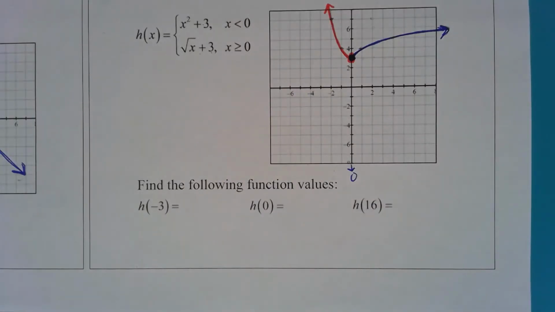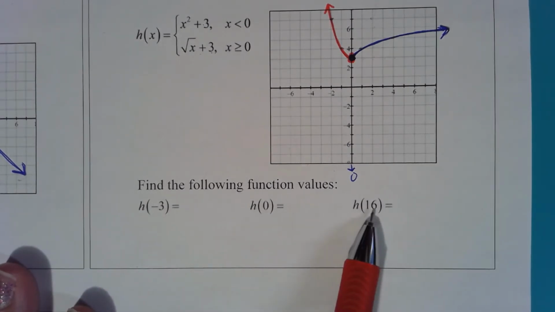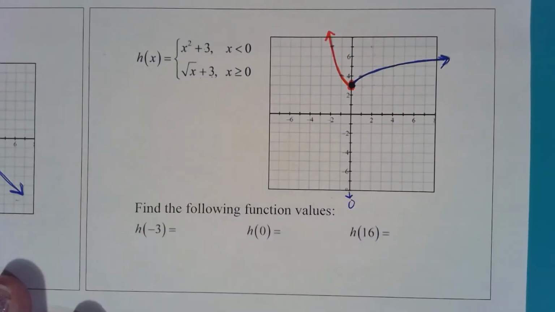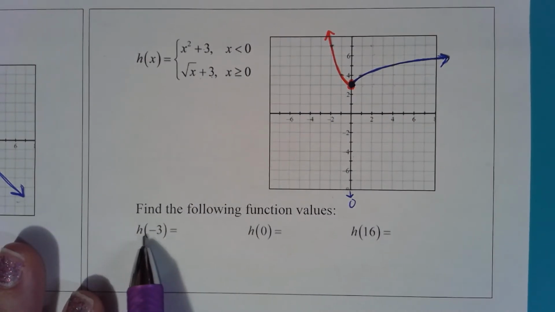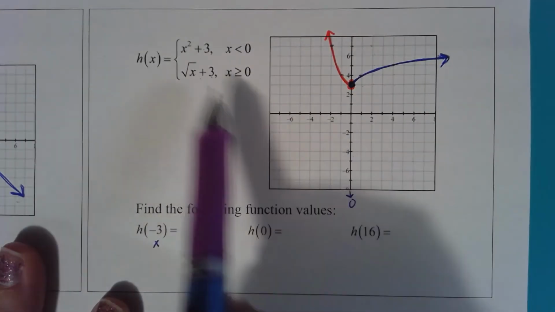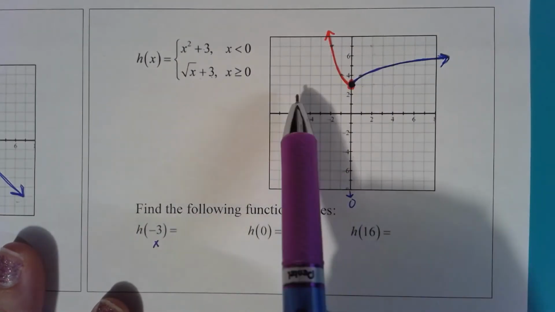It says find the following function values. H of negative 3, h of 0, h of 16. Remember, this is h of x. This is our equation. And we've done this before, right? Function notation says go to the function called h and plug in a negative 3 for x. Well, the question is, which one do we plug into? Well, let's look at our graph.